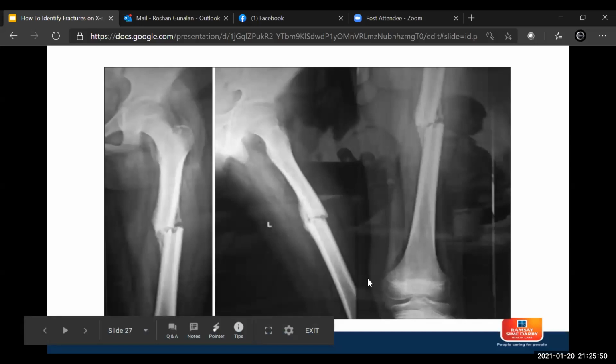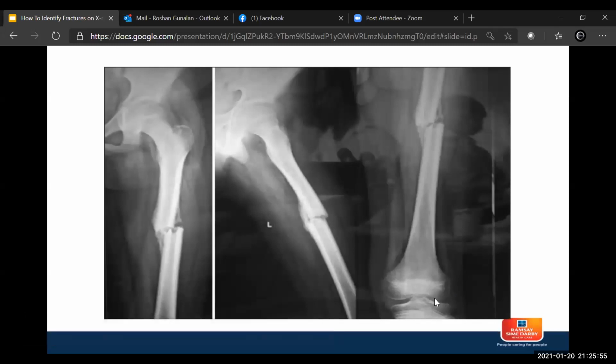This is actually taken on a different film because they cannot fit the knee joint into the picture. It should be in one long film, but sometimes it happens in the femur especially.